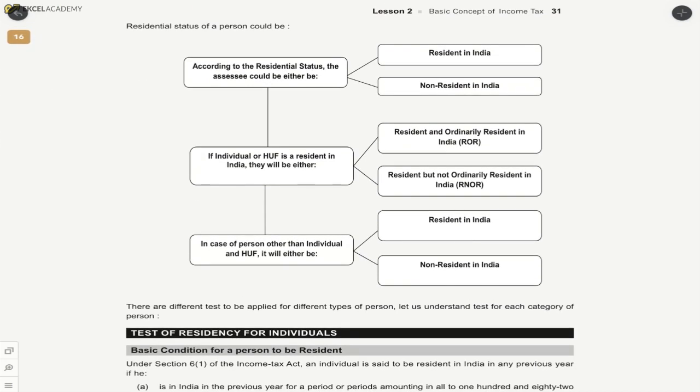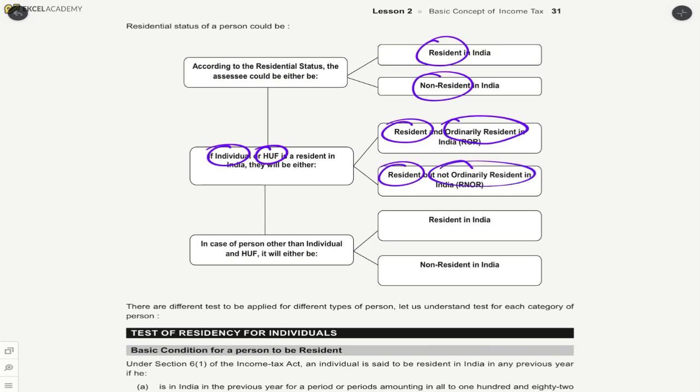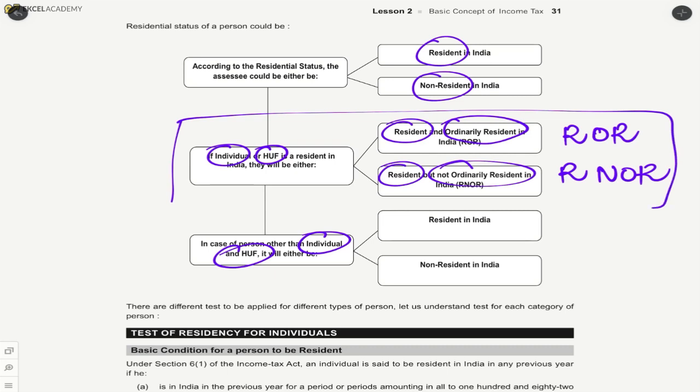Now let us look at the classification. According to the residential status, the assessee could be either resident or non-resident. Very simple classification. If you are a non-resident, there is no other classification, but if you are a resident, then we have further classification, especially in case of an individual or HUF. You could be resident and ordinarily resident, or resident but not ordinarily resident. Whereas in case of non-resident, as I said earlier, there is no such subclassification. In case of persons other than individual and HUF, there is no such subclassification for resident. Either you are resident or you are non-resident, one of these.